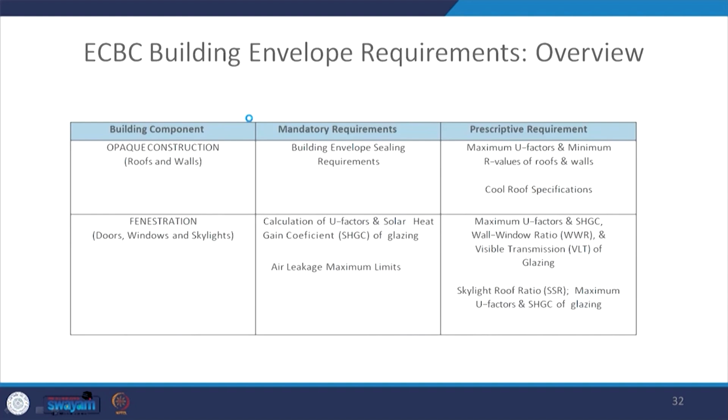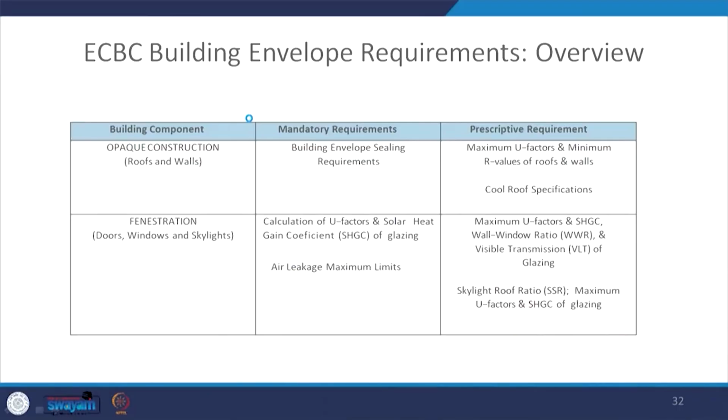So, if we look at the overall ECBC envelope requirement, we see there are two types of requirements for the building envelope. One part is the opaque construction, which includes roofs and walls, and when we are talking about roofs and walls, we are talking about the mandatory ceiling requirements, the U values and R values, and also the cool roof specifications. When we are talking about fenestration, we are talking about, as a mandatory requirement, reducing the air leakage, and as a prescriptive requirement we talk about U values and SHGC.